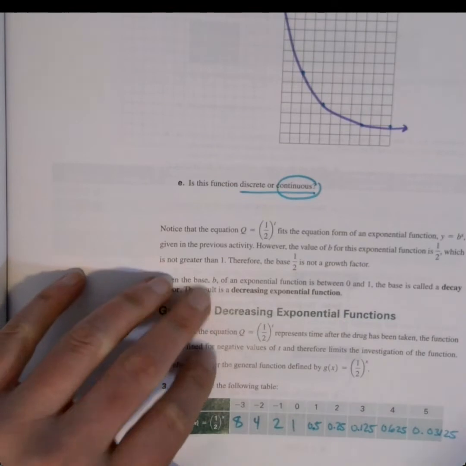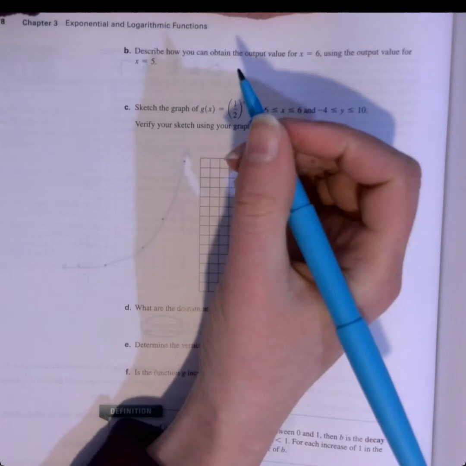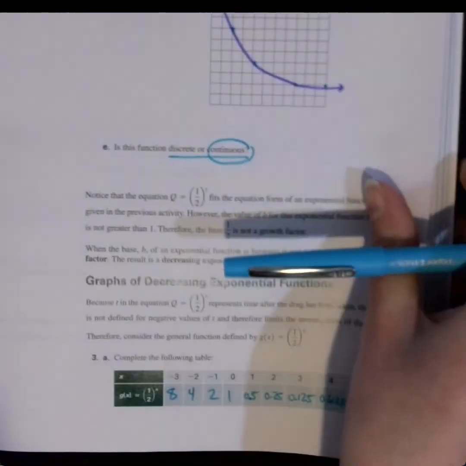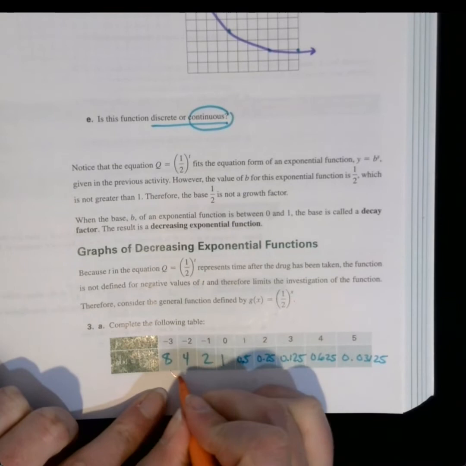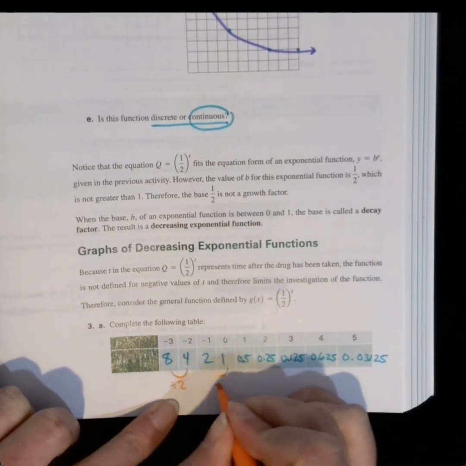And let's take a look at the next page. Hopefully we'll get to talk about this. Describe how you can obtain the output value for x equals 6 using the output value for x equals 5. Okay. So each of these values, if we look at the multiplicative pattern, they are being divided by 2 each time, right?